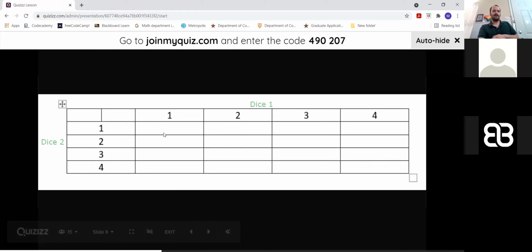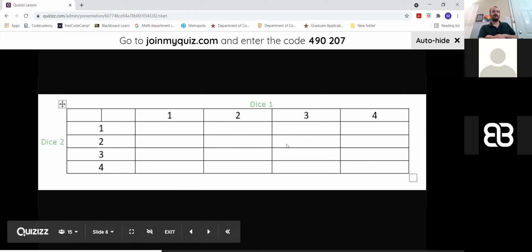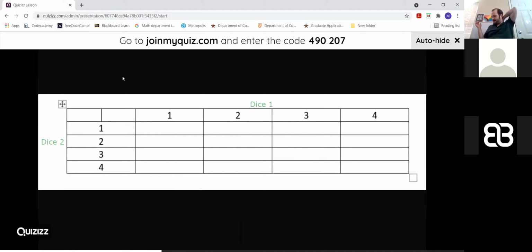So here I'm doing 1 plus 1, 1 plus 2, 1 plus 3, 1 plus 4, 2 plus 1, 2 plus 2, 2 plus 3, 2 plus 4. So this is what I'm going to do. This is what you should do. I will give you a few seconds, like 10 seconds, 15 seconds, 14, 13.